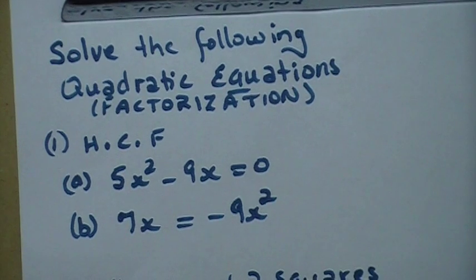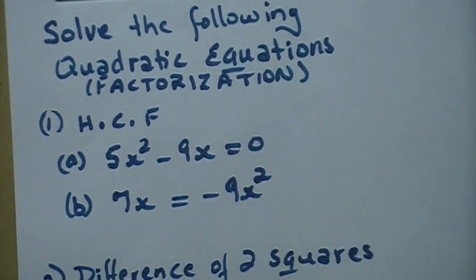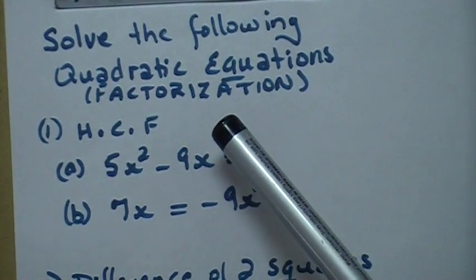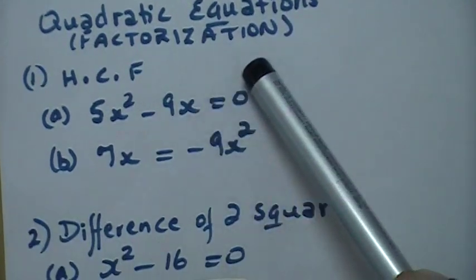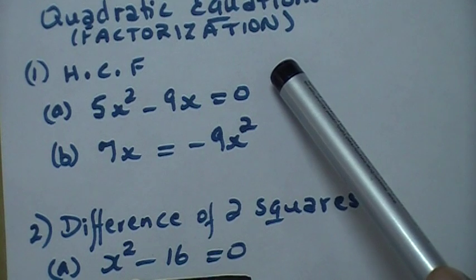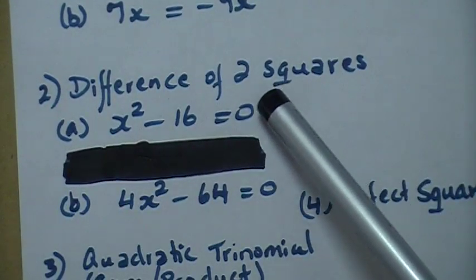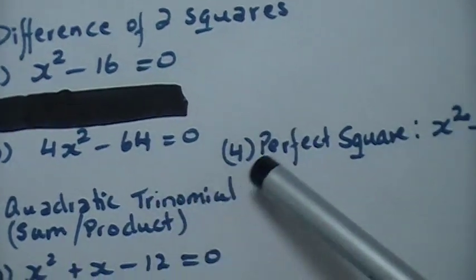Go through these quickly without doing too much explanation. Solve the following quadratic equations by factorization. Number one, we have highest common factor. Number two, we have difference of two squares. You can use those concepts. We have perfect square.